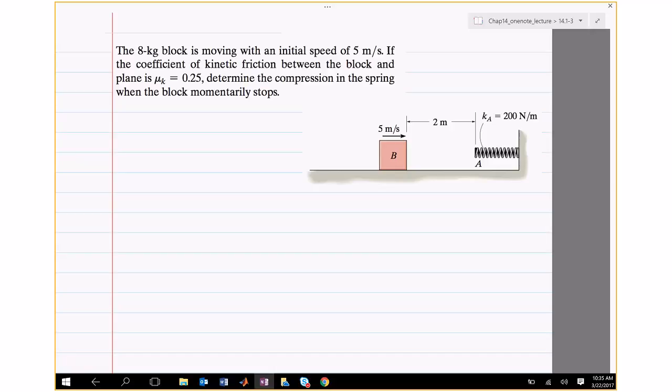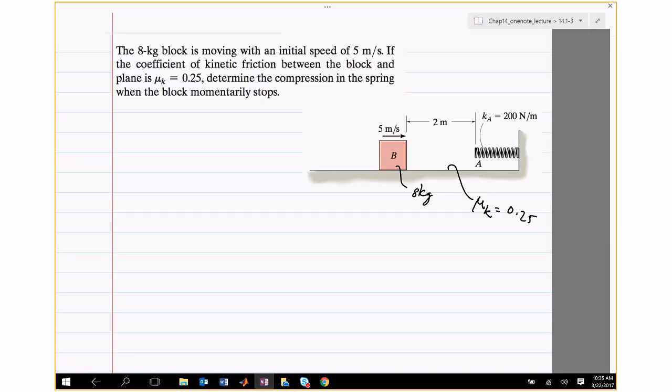Okay, let's solve this problem. An 8 kg block is moving with an initial speed of 5 meters per second as shown here. If the coefficient of kinetic friction, so this is a problem where there is friction. This surface has kinetic friction of 0.25. Find the compression in the spring when the block momentarily stops. What's happening in this problem is that the block, the way it is shown, is moving at 5 meters per second to the right.